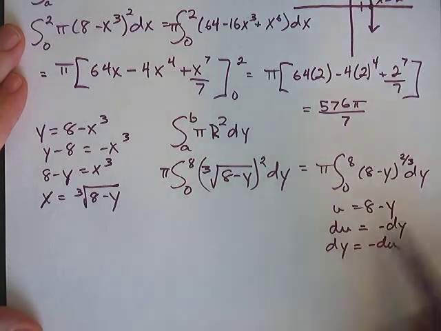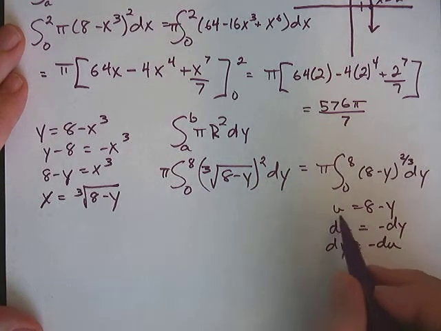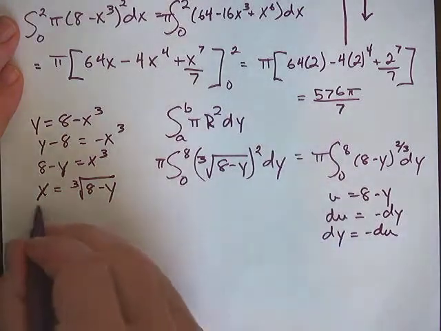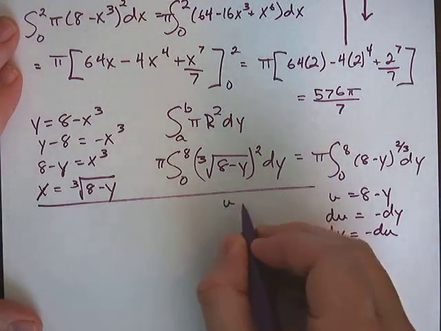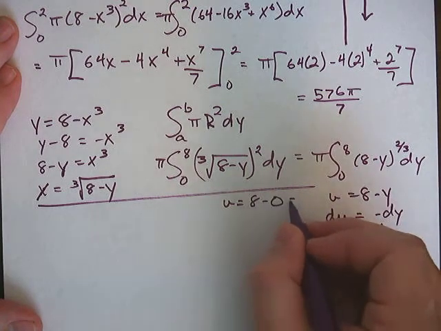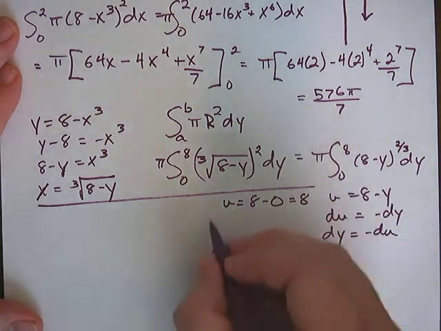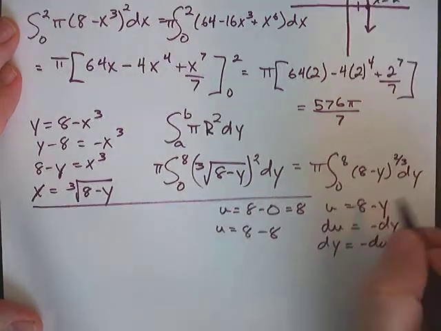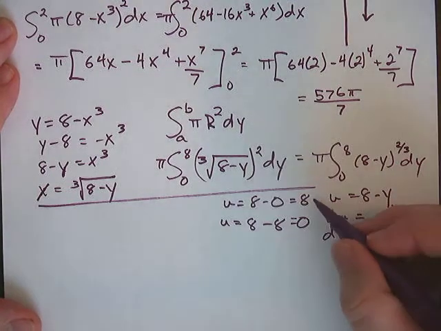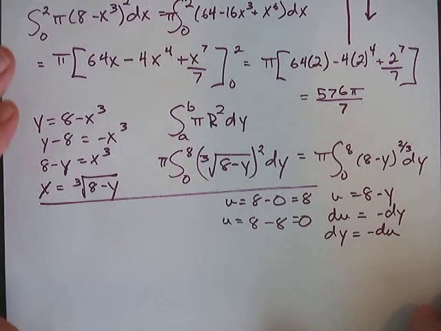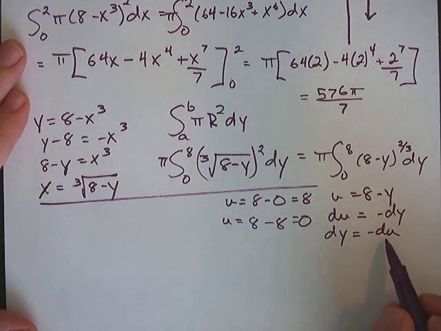Okay, so we can substitute in for dy. We get a negative du. Now we need our limits of integration. Using this, we'll find them. If u is equal to 8 minus 0, that gives us 8. That's our lower limit. And u is equal to 8 minus 8, plugging in this limit now, I get 0. So our lower limit is 8 and our upper limit is 0. It's kind of strange, but we'll take care of that in a second. We also have a negative du that we're going to plug in here.